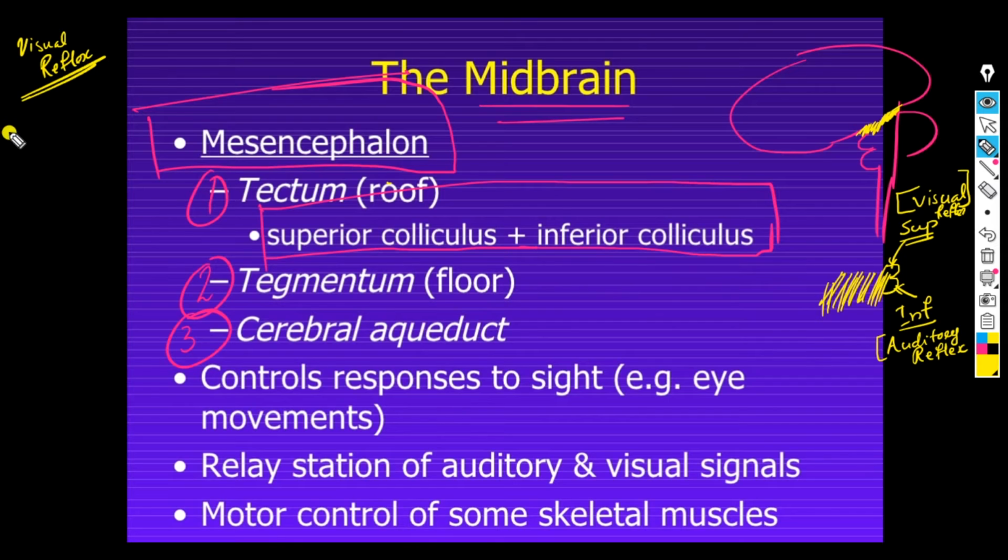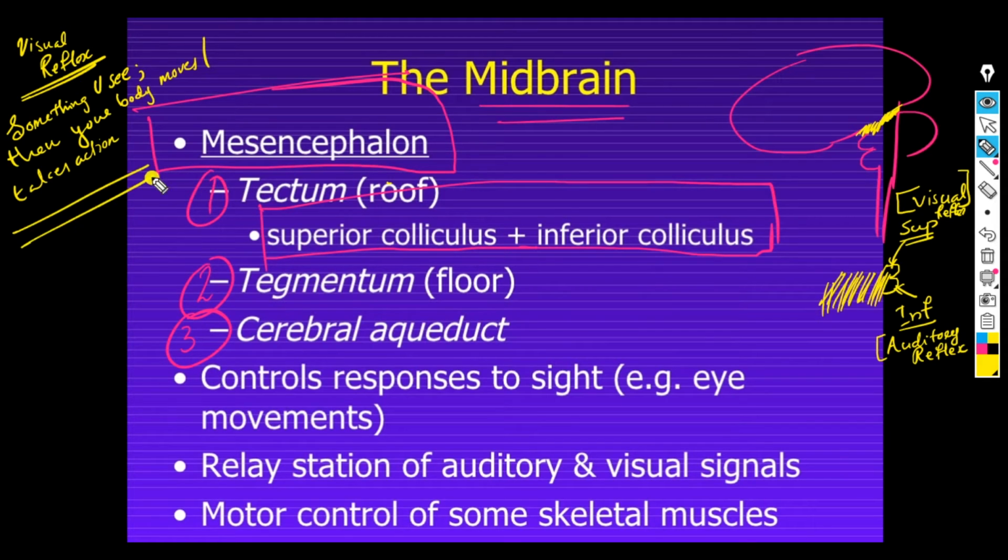So in visual reflex, what is meant by that? Something you see, then your body moves or takes action, which means that when you go in a street and suddenly you see something weird, you suddenly stop. So you take action because you see something in front of you.